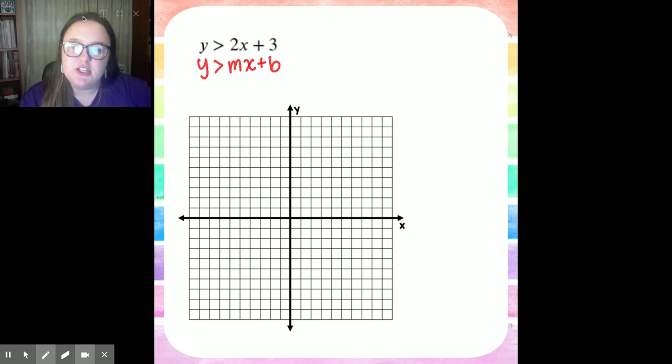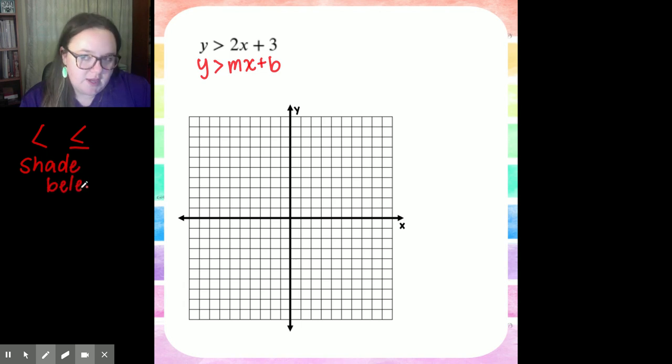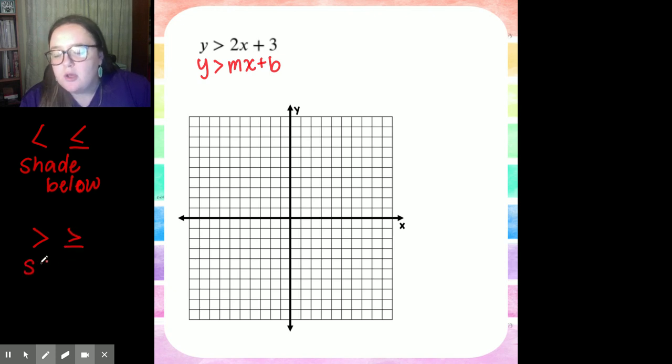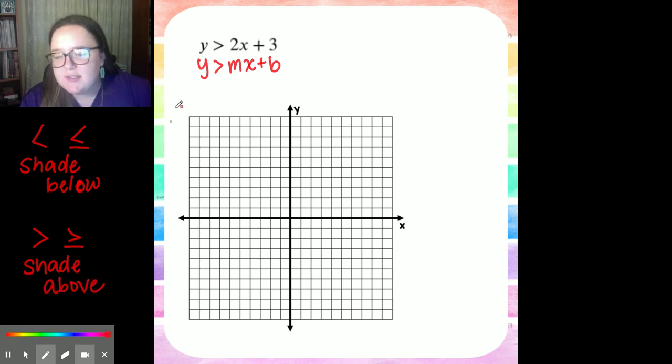So those rules that we just talked about, remember if it's a less than or less than or equal to, which way do we shade? If it's less than, we shade below. Thank you for taking those notes, right? Some of you were taking notes over this. It's going to help you. We're going to shade below. If it was a greater than or greater than or equal to, we will shade above. So let's look at this symbol real quick.